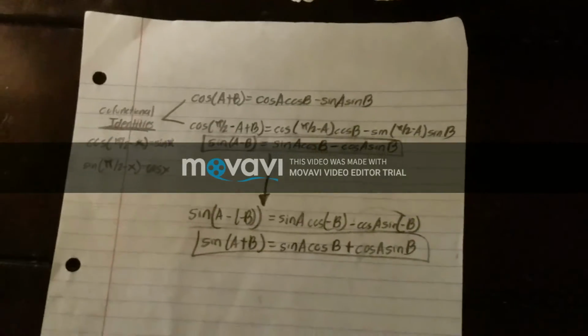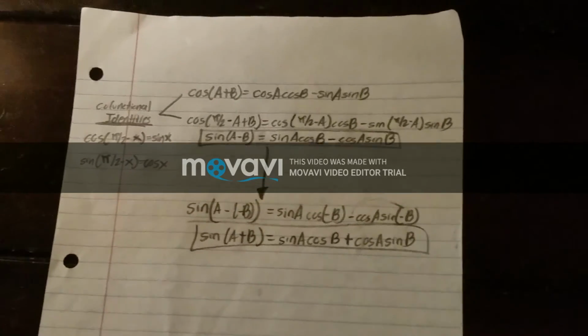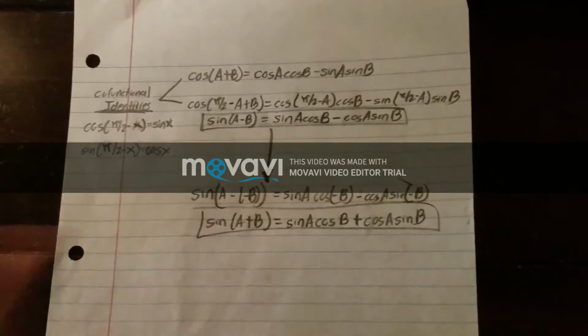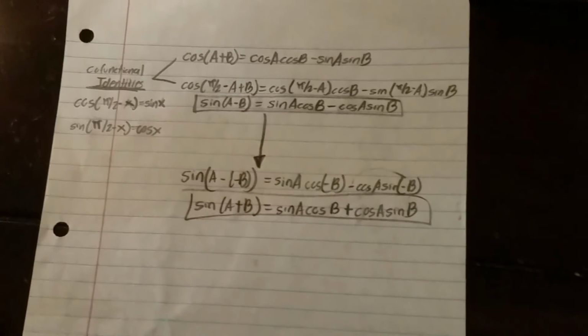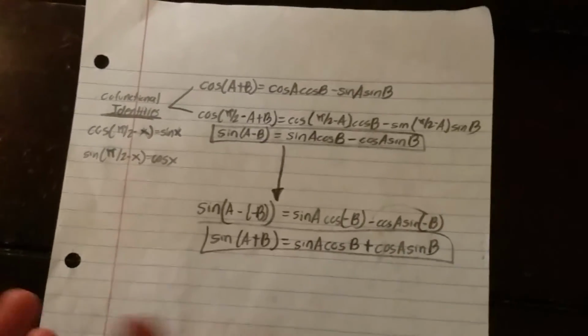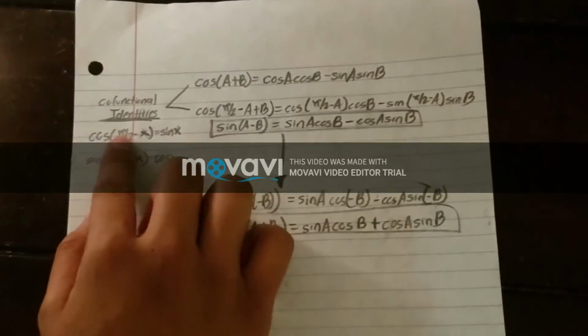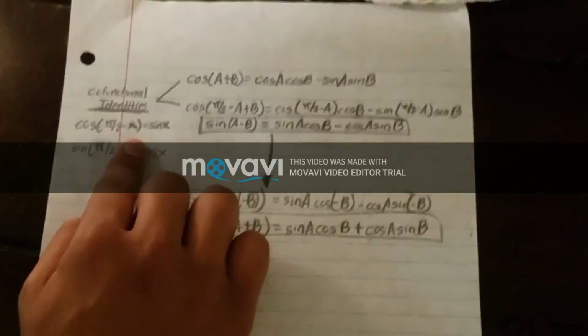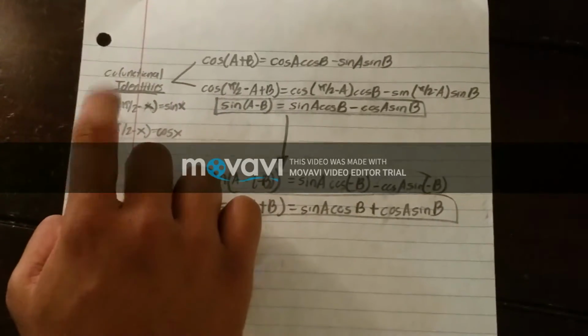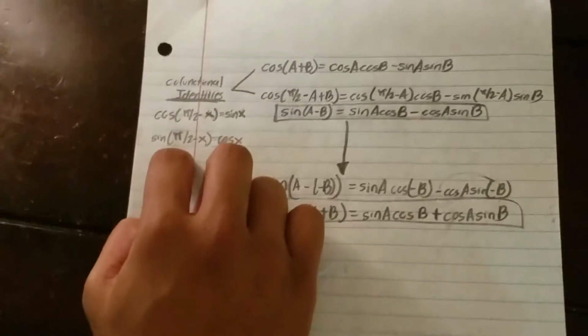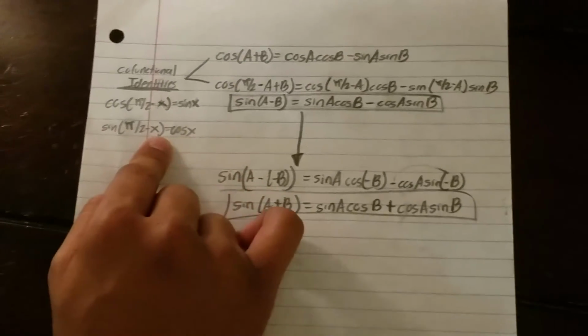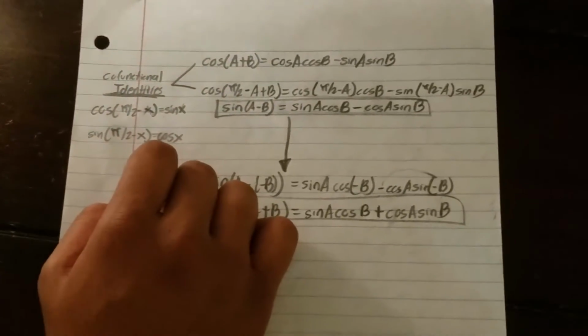So it continues to be easy. Well, this continues to be going downhill from here. So anyways, in order to convert cosine to sine, we're going to use cofunctional identities. According to the cofunctional identities, cosine (pi over 2 minus x) equals sine x. Same thing goes for sine: sine (pi over 2 minus x) equals cosine x.